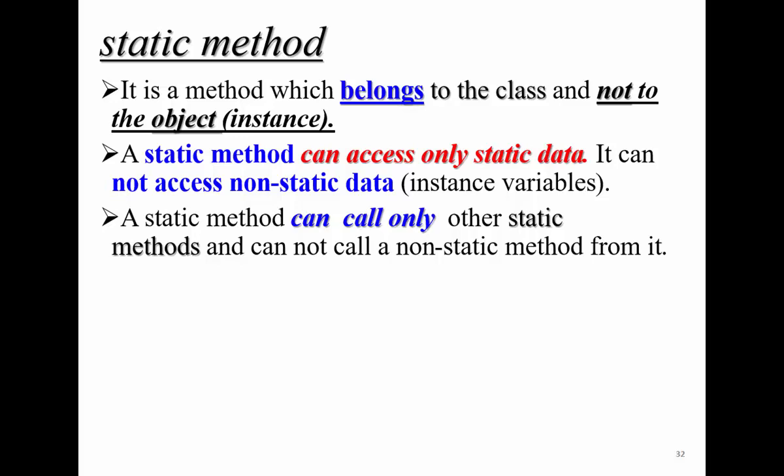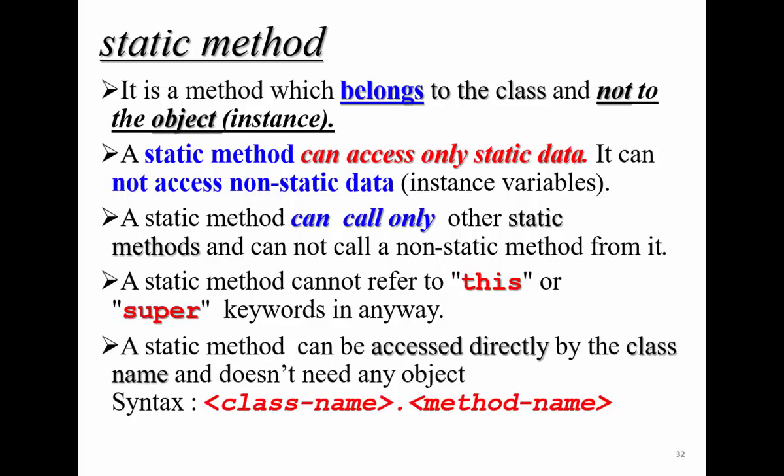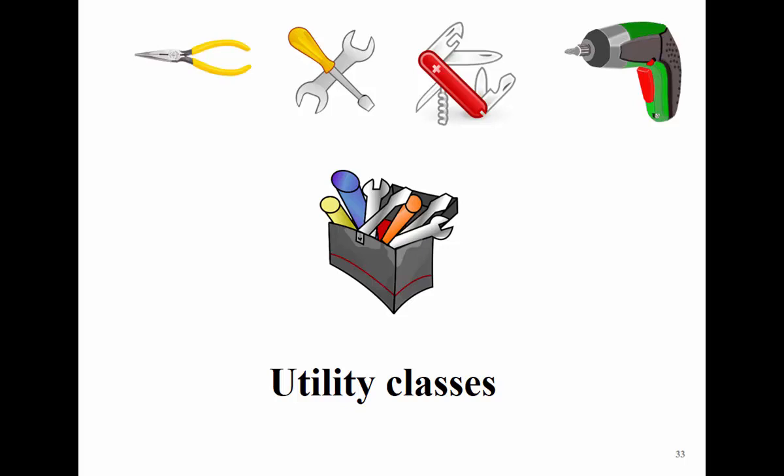Everybody understand this? Any question? Okay. So we cannot use this or super inside the body of a static method. You can access the static method using the name of the class dot the name of the method, and you send whatever arguments you need to the static method. Any question?